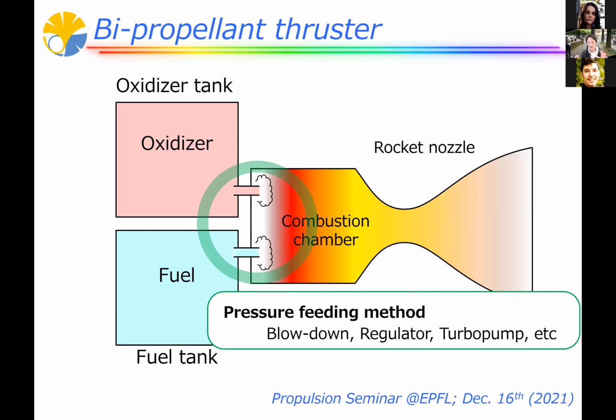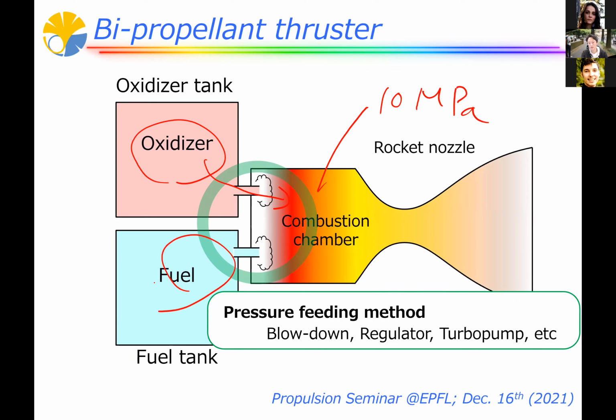So in this figure, I just inject oxidizer into this, but actually it's not as easy as this figure. So the combustion chamber, its typical pressure is 10 megapascal, very high pressure. And injecting liquid into this high pressure region, we need much higher pressure here and here. And the point is how we prepare or how we make these higher pressures than the combustion chamber.